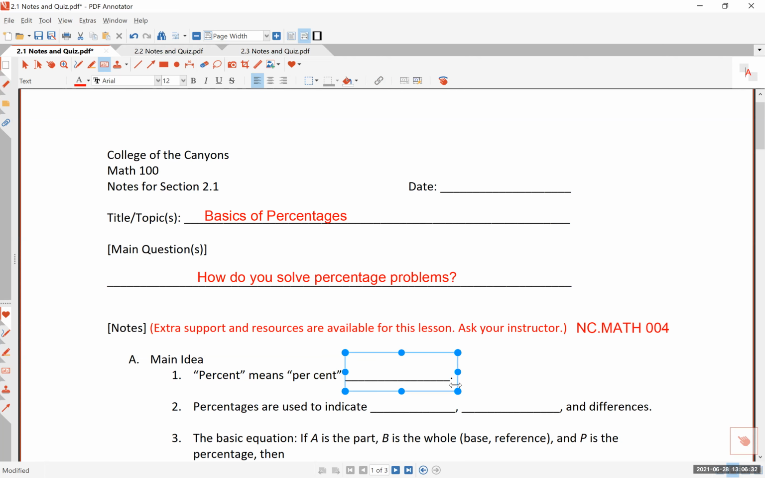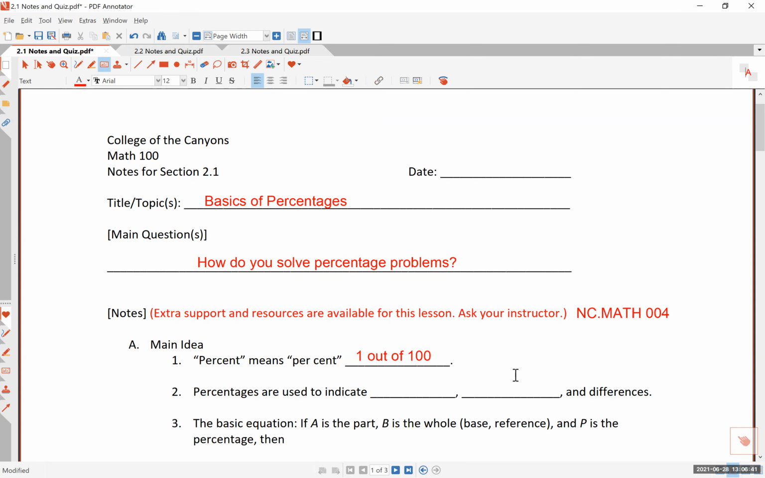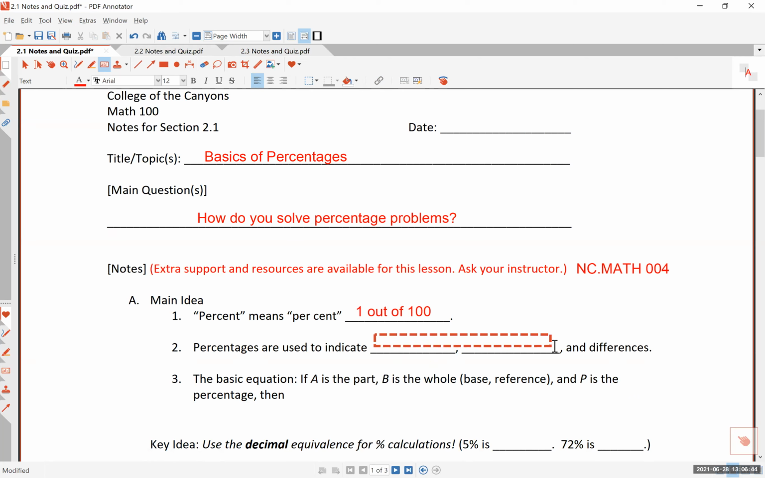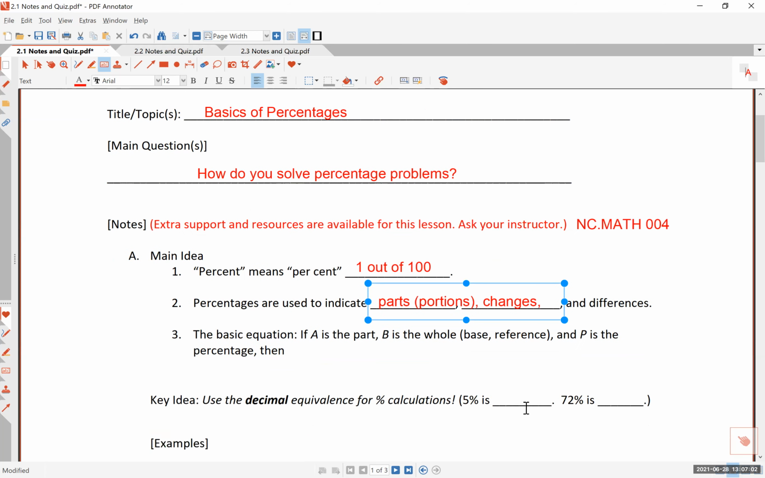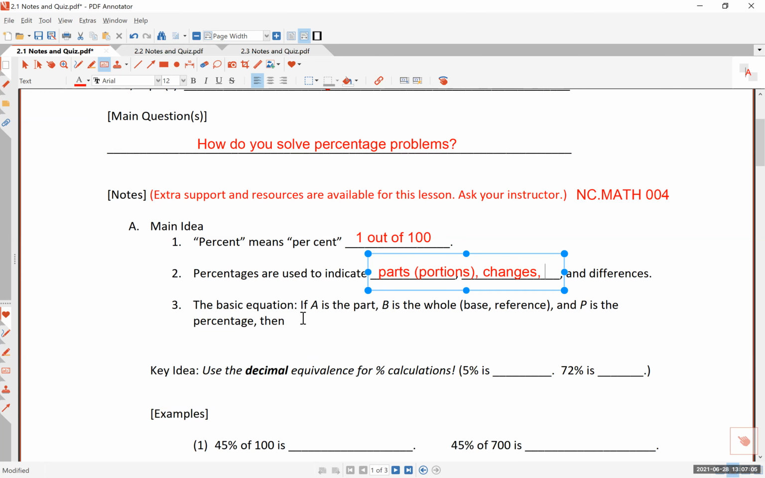Now, what is a percentage? Well, it's basically percent, which means 1 out of 100. It's basically one hundredth. That's what a percent means. And percentages are used extensively. You probably will not spend a day without seeing or using or reading about percentages. This is used to indicate parts, portions, changes, and comparing two things, like finding the difference between two things. You can say, for instance, that something has increased by such and such percent, or that product A costs 20% more than product B, and so on.